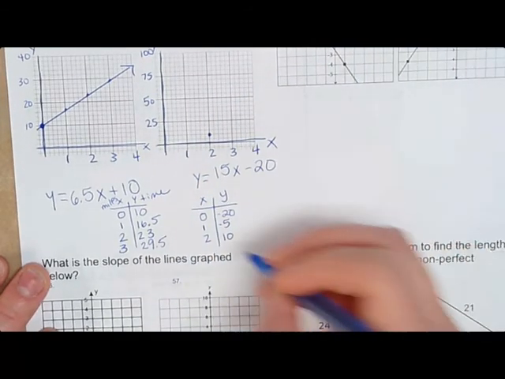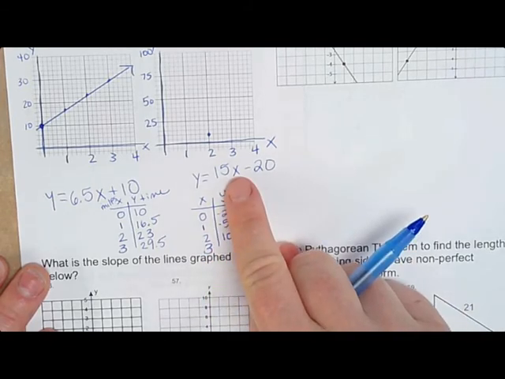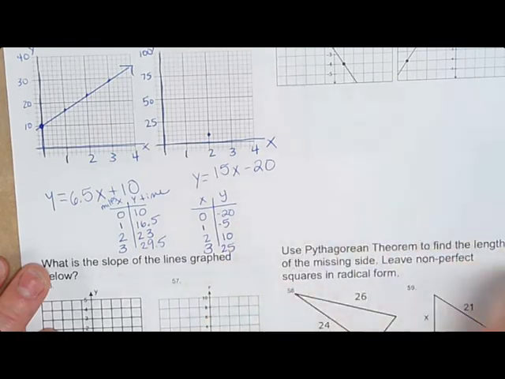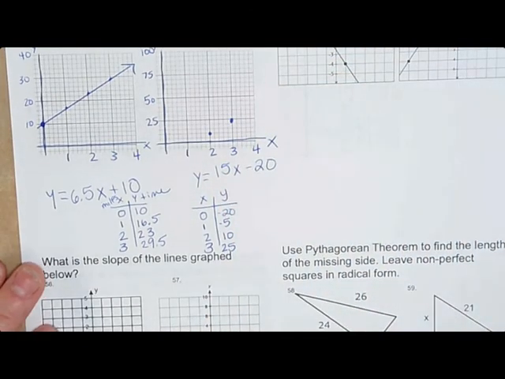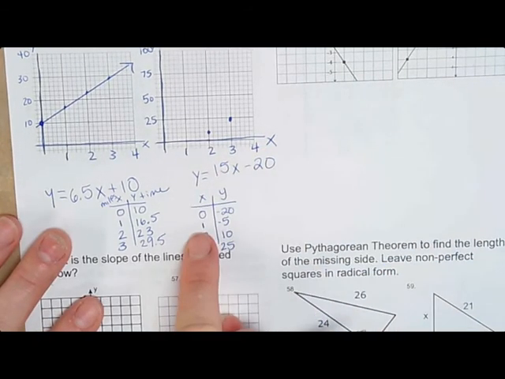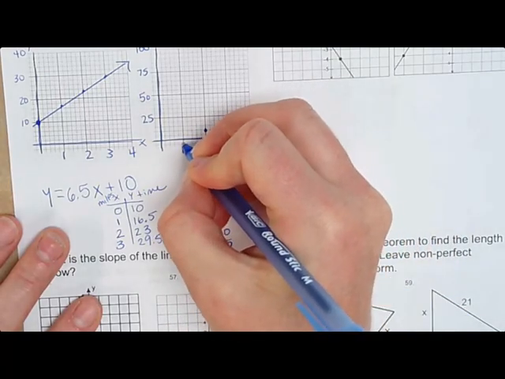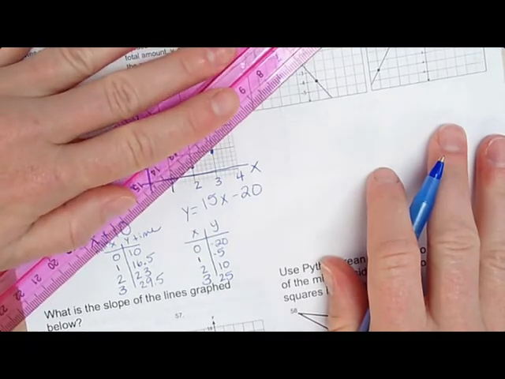And we need another point, so 3. 3 times 15 is 45. 45 minus 20 is 25. So 3, 25. And if we wanted another point, we could actually graph, because we can do 1, negative 5 here, just so we have 3 points to connect with.